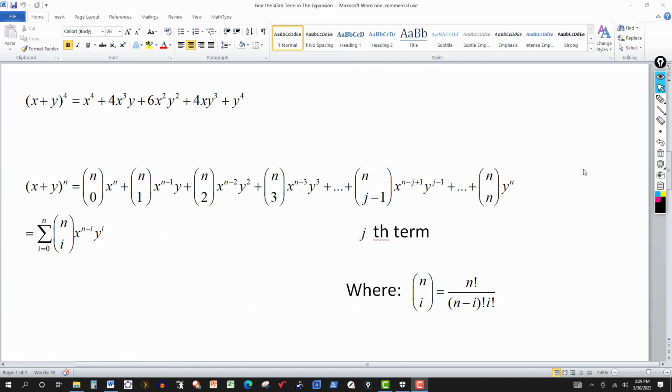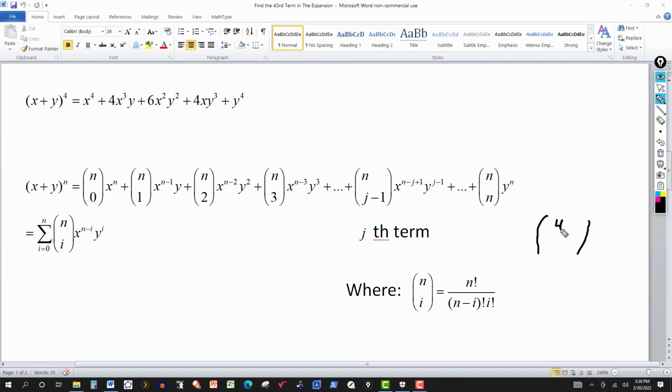Here's the binomial theorem. Here's an expansion of x plus y to the fourth. You go ahead and expand it. The theorem tells you the powers on the first term, in this case the x, decrease by 1. It goes 4, 3, 2, 1, and then x to the 0. And then the powers on the y increase from the first term. It's y to the 0, y to the first, y to the second, and so on. And then this formula here, n choose i equals n factorial over n minus i factorial times i factorial, gives you the coefficient. Just a quick review here.